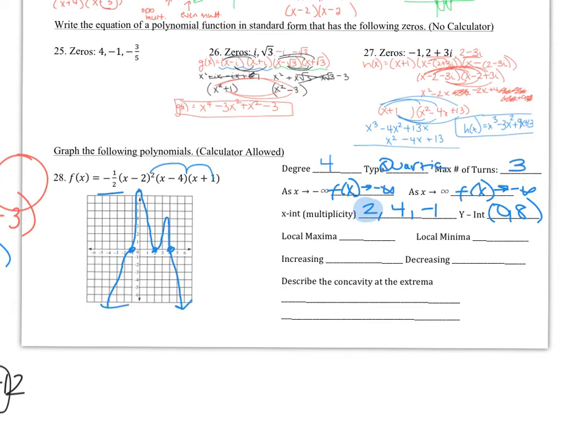So for local maximum and local minimum and increasing, decreasing, the rest I'm going to do on my calculator. So I'm going to see if I can pull up the calculator here. Let's see if I know how to do what I'm doing.